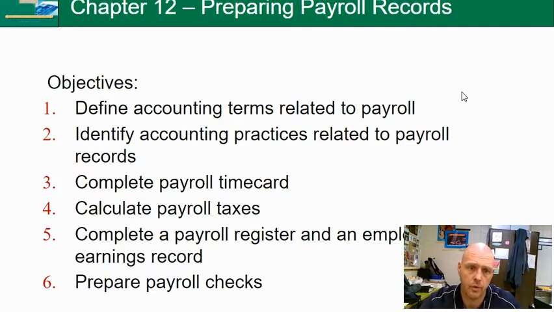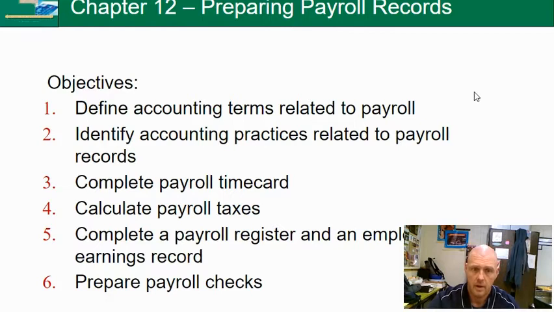We are moving on to Chapter 12, and we're talking about preparing payroll records. So I need you on page 338 of your textbook. As we take a look, we are defining accounting terms related to payroll. We're identifying accounting practices related to payroll records. We are going to complete a payroll time card. We're going to calculate payroll taxes. We are going to complete a payroll register and an employee's earnings record, and we are going to prepare payroll checks.